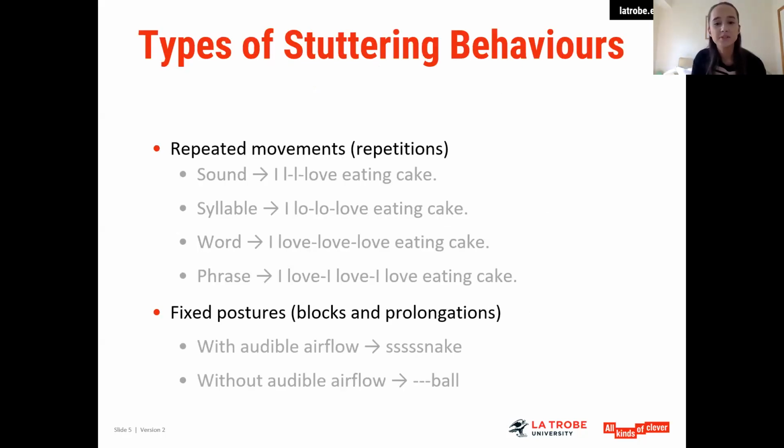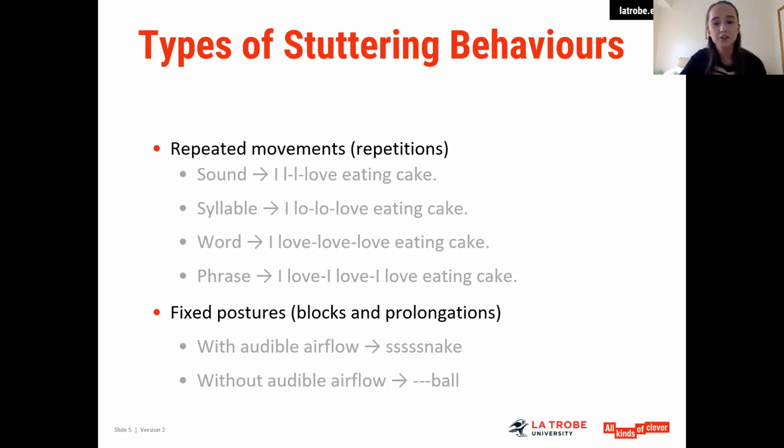So now I'll talk about the types of stuttering. So there are 3 main categories of stuttering behaviours. And the first is repeated movements, which includes the repetition of a sound, syllable, word or phrase. So for example, a repeated movement at the sound level may sound something like this. So in the first example, we've got, I love eating cake.